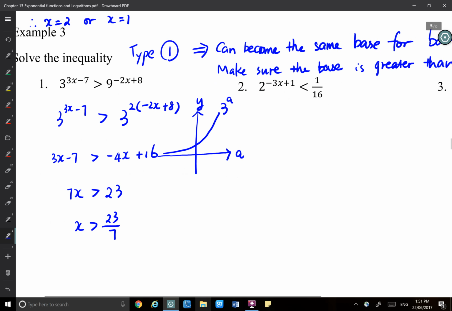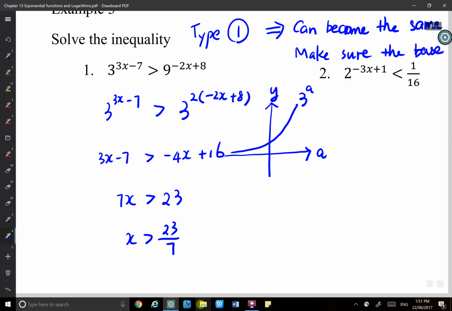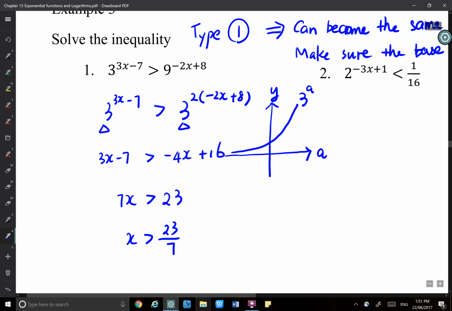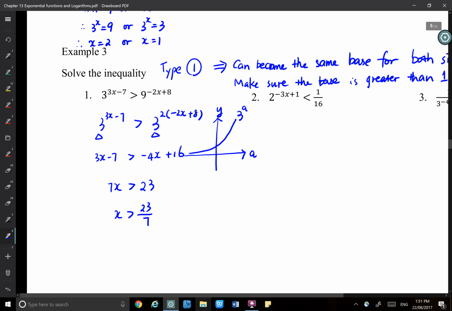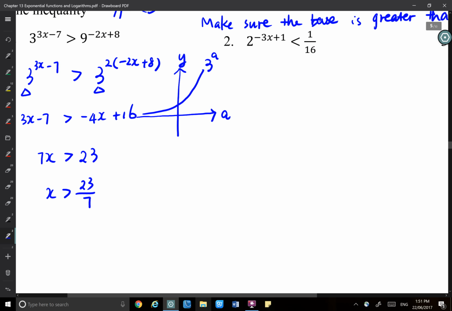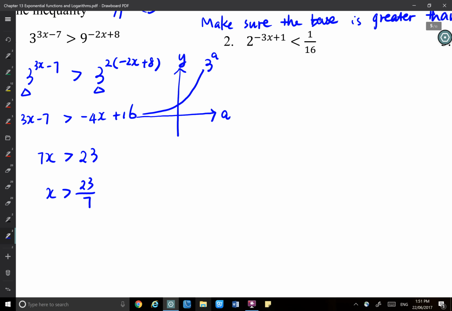Make sure the base is greater than 1. This is the base. Well, it can become the same base for both sides. Basically both sides can be written as a base to the power of something. I can just compare the power if the base is the same.